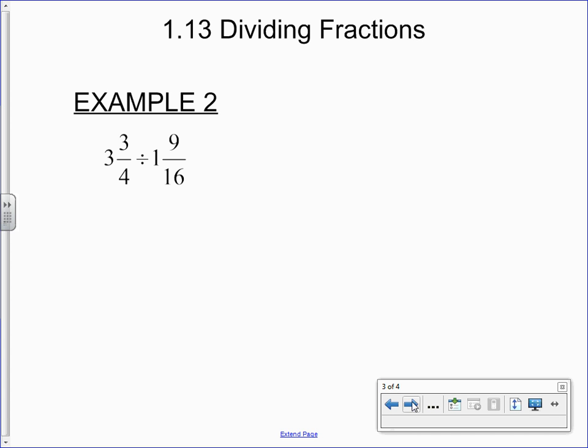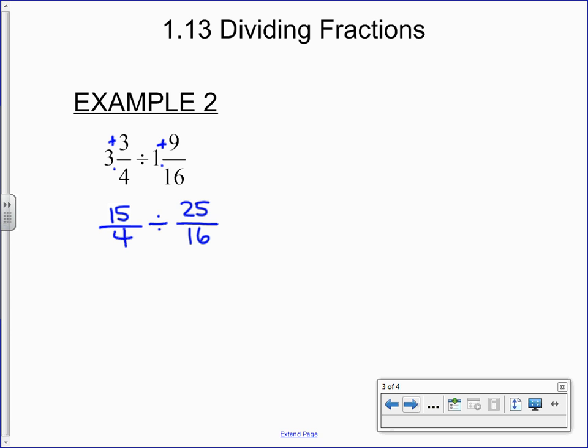Because we changed divide to multiply, and when we multiply, we cannot have mixed numbers, this problem, 3 3/4 divided by 1 9/16, needs to be changed to improper fractions. So if I look at 3 3/4, to make that improper, I do 4 times 3, which is 12, plus 3 is 15. Over 4, I keep my denominator the same. 1 9/16 needs to change also. 16 times 1 is 16, plus 9 is 25, over my denominator, which I will keep as 16.